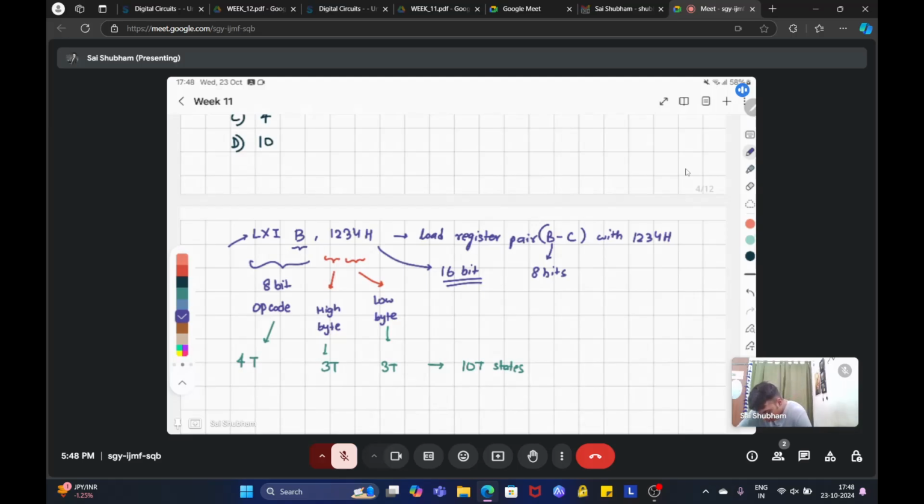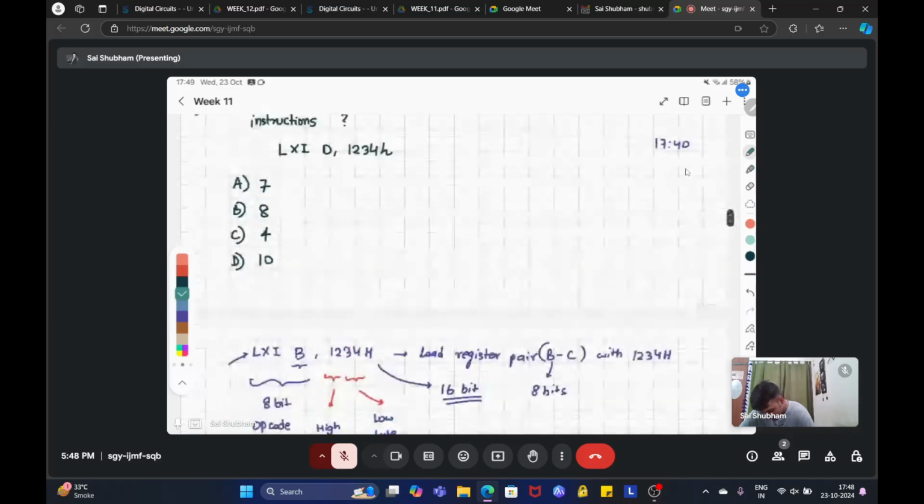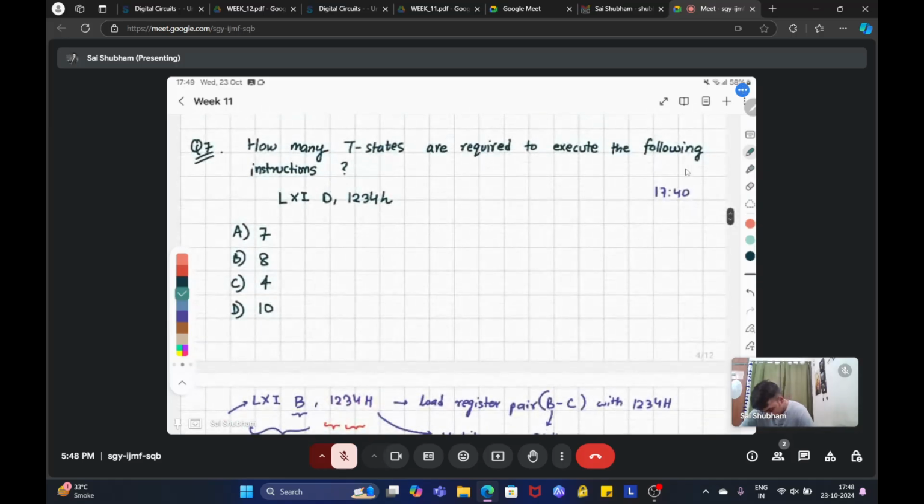Okay, so in order to read the opcode, 4 clock cycles are required. In order to load the lower byte, 3 clock cycles are required, and in order to load the upper 8 bits, 3 more cycles are required. So in the end, the total number of cycles is 4 plus 3 plus 3, which is 10 clock cycles. So the answer is 10 T states.